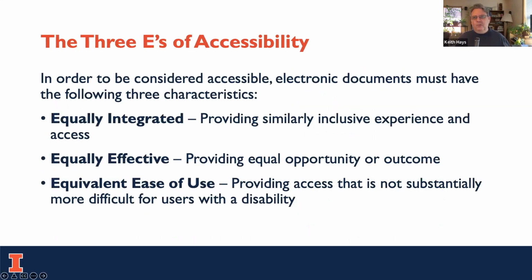So as we move forward, I'd like you to think about the 3 E's of accessibility. In order to be considered accessible, electronic documents and websites, which count in that same category, must have the following 3 characteristics. They must be equally integrated, providing a similarly inclusive experience and access. That access must be equally effective. It must provide equal opportunity or outcome. If it does not, then you cannot consider that website or electronic document or experience accessible. It needs to offer a substantially equivalent ease of use. That's providing access that is not substantially more difficult for users with a disability.